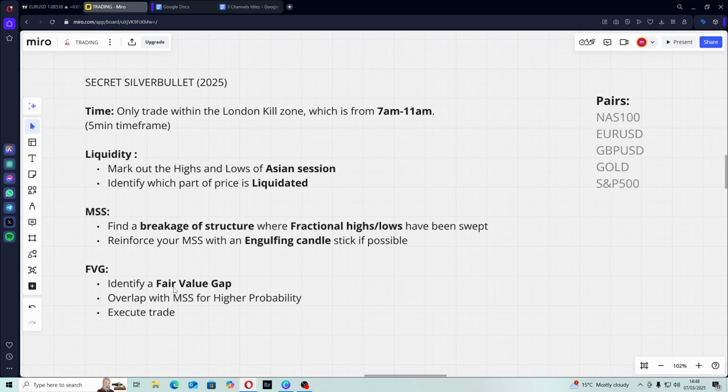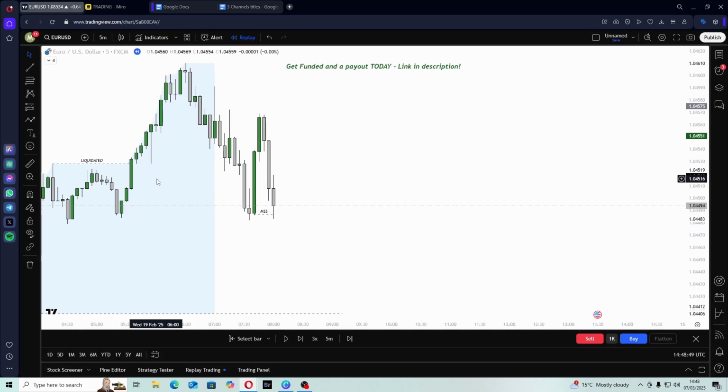We need to identify the fair value gap, and then we can overlap this with a market structure shift for a high probability. And then all we've got to do from then on is execute the trade. This is exactly how simple it is to do.